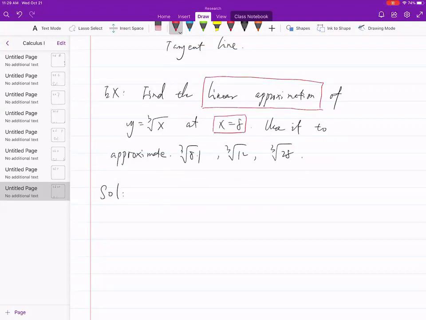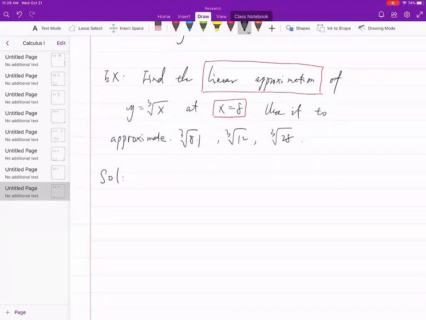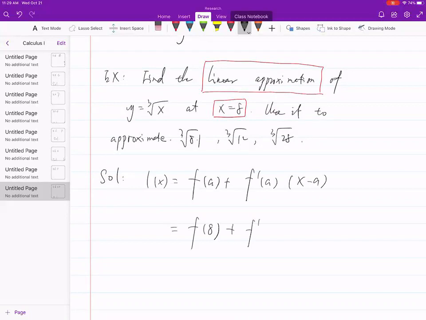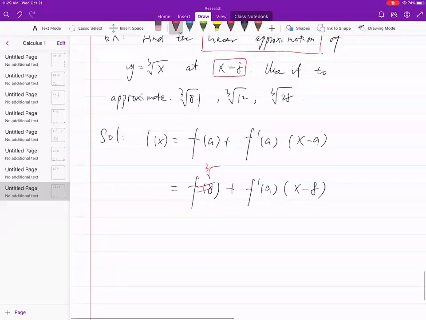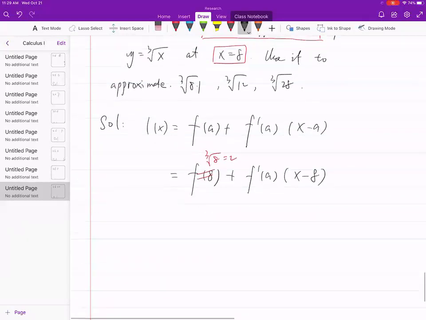Like I said, it looks super fancy. You are looking for a linear approximation, but really, you are just looking for the tangent line at 8. Now, what is f of 8? That's cube root of 8, which is 2. So the only thing you're missing is f prime of a, which is not hard to do.